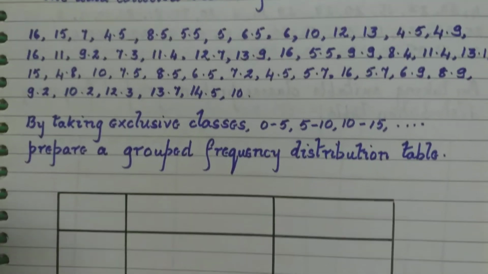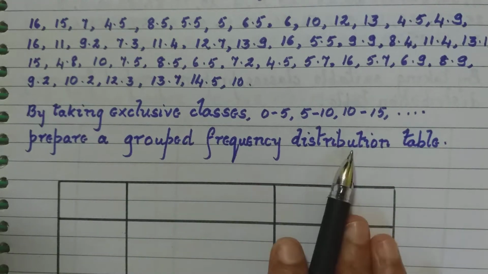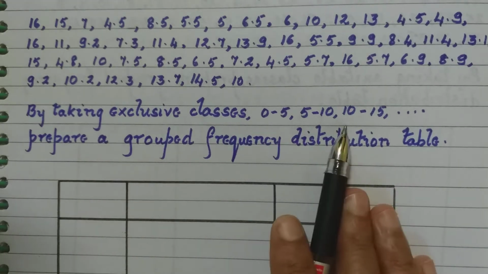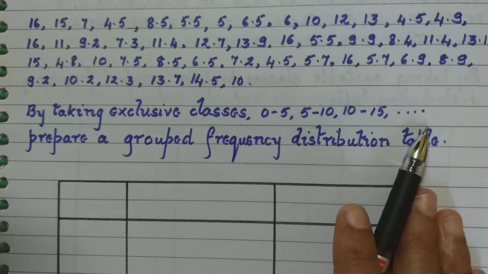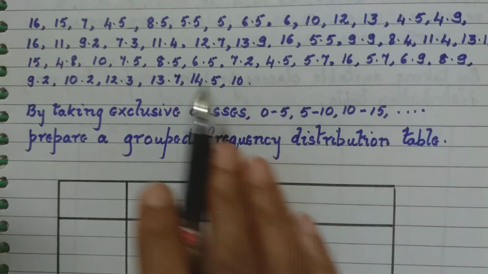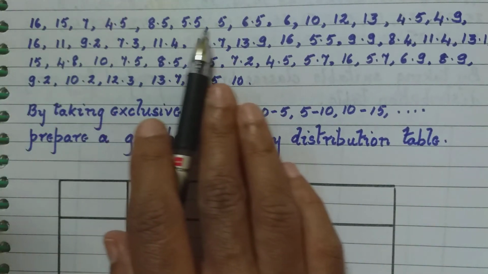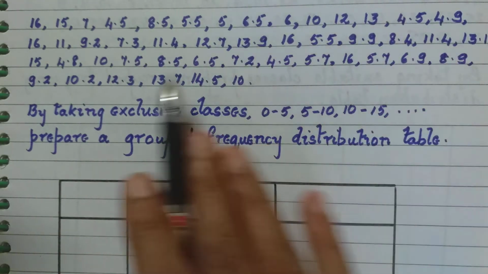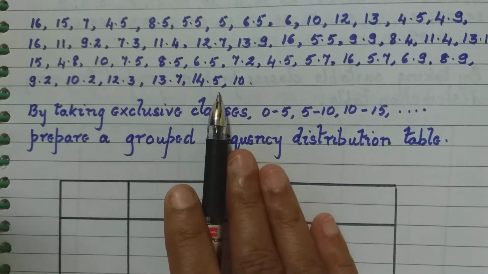They have asked us to take exclusive classes like this and prepare a grouped frequency distribution table. Now 0 to 5, 5 to 10, 10 to 15. Okay, so we'll continue then 15 to 20, 20 to 25, like that. But we have to see which is the biggest number over here. Now we are seeing 16 here, and we'll look further whether there is any other number greater than 16. Right, we don't have any other number greater than 16.